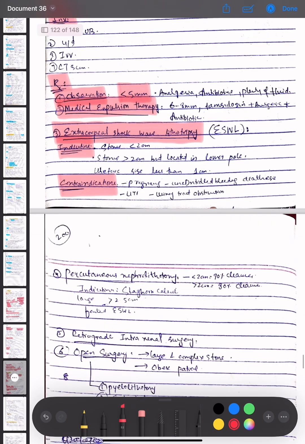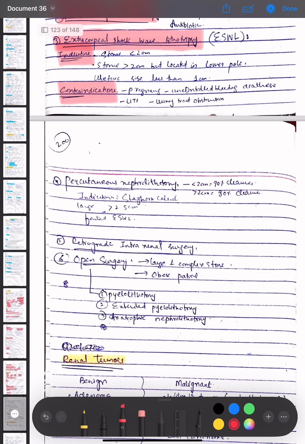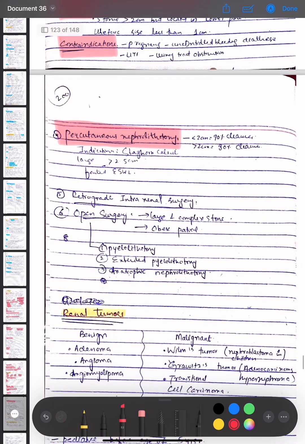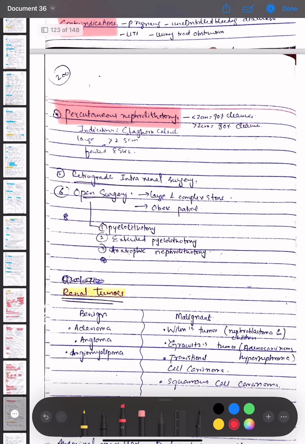Percutaneous nephrolithotomy is done for less than 2 centimeter, that is 90% clearance, and greater than 2 centimeter for 80% clearance. Indications are staghorn calculi, if the stone is greater than 2.5 centimeter, and if extracorporeal shockwave lithotripsy failed.